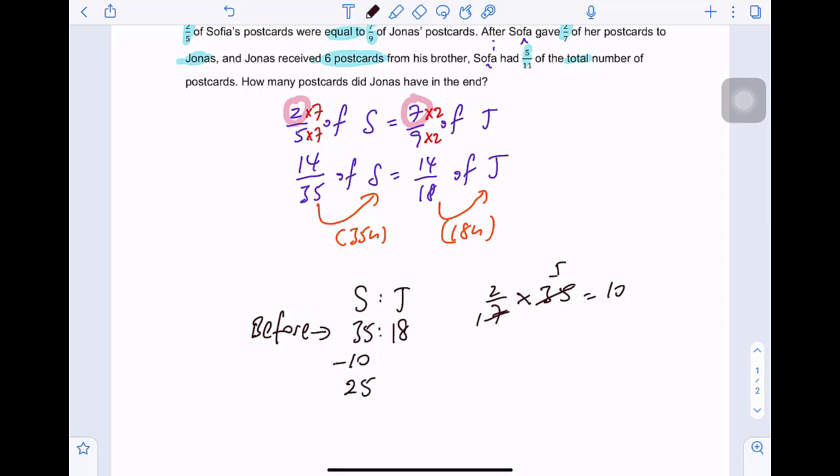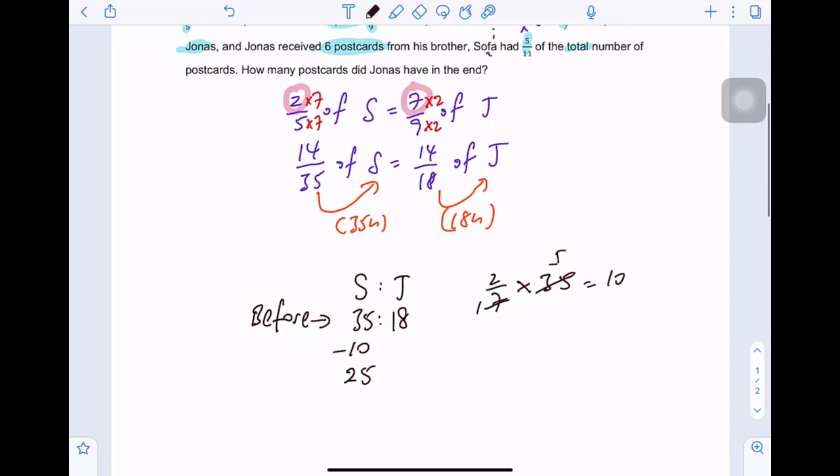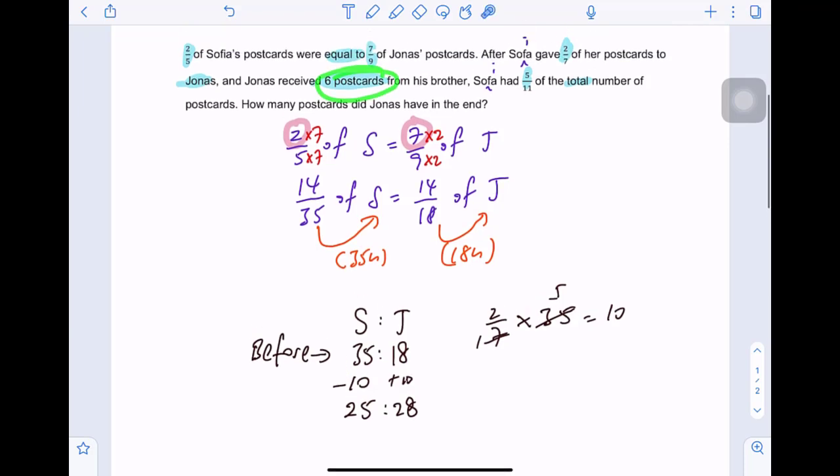Where are these 10 units going to? It is going to Jonas. Okay, so for Jonas, we have to add another 10 units. Why? Because that 10 units from Sophia is given to Jonas. So Jonas should have 28 units in the end, plus another 6 postcards.